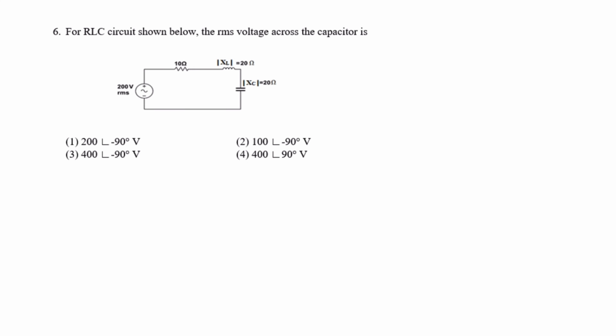For the series RLC circuit shown below, what is the RMS voltage across the capacitor? Given this is a series RLC circuit, let I be the current flowing through it. XL is the inductive reactance, XC is the capacitive reactance. The value of XL and XC is the same, so the inductive reactance equals the capacitive reactance. That means the circuit is in resonance condition.